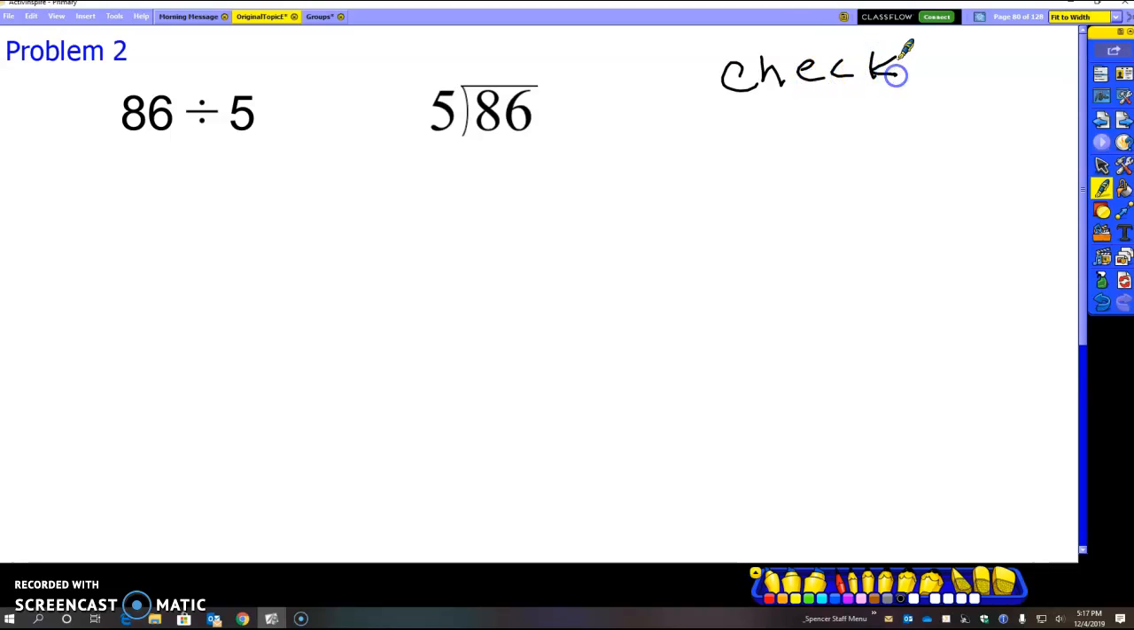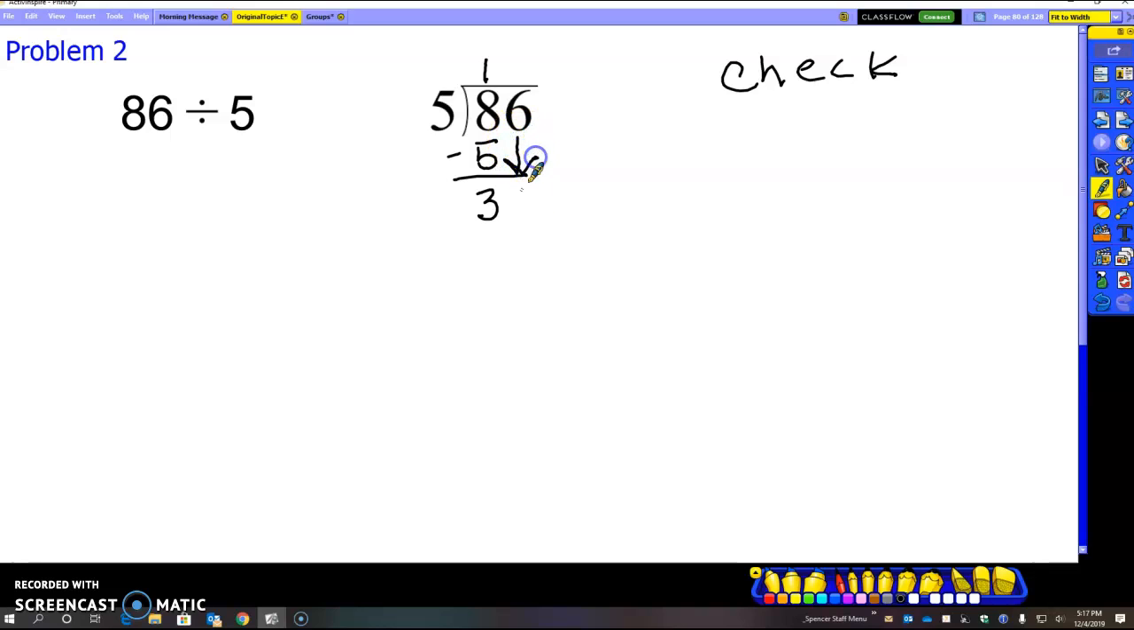Don't forget your checks. Alright, so 86 divided by 5. We're going to rewrite that in our algorithm. Under our division bar, we've got our 86, which is our dividend, and then I have my divisor, which is 5. So 5 goes into 8 one time. That used up 5 of those 10s. So 8 minus 5 leaves us with 3.